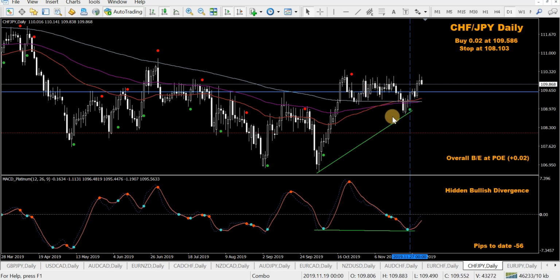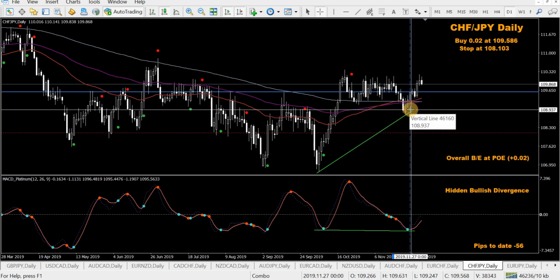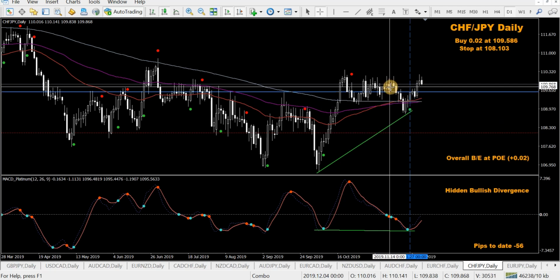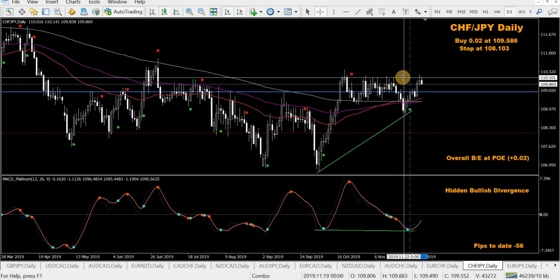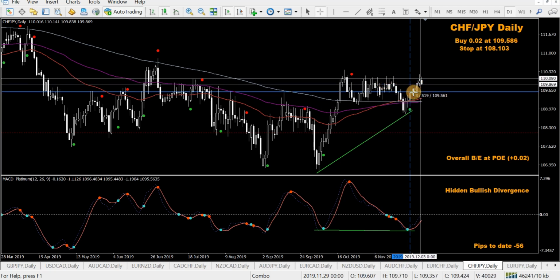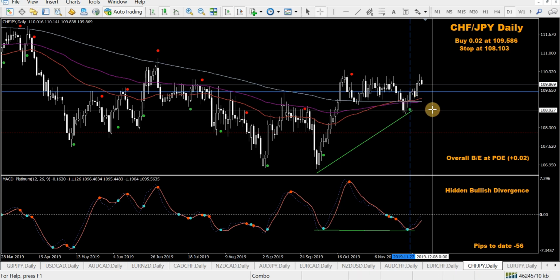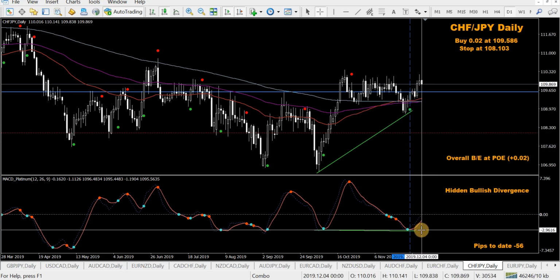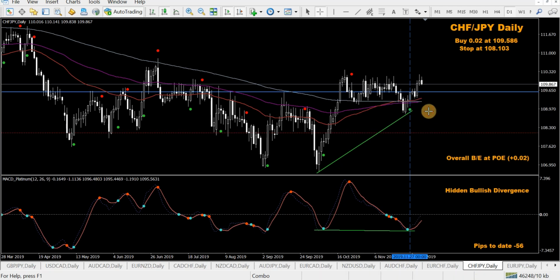Swiss franc, Japanese yen, took a buy here last week. It's gone up nicely. It's probably at these previous highs. I probably should have had a look at taking some pips there, but it's only 50 pips. Probably should have taken half off the table there. MACD Platinum still below the zero level. Got a stop in place down here. Hidden bullish divergence.